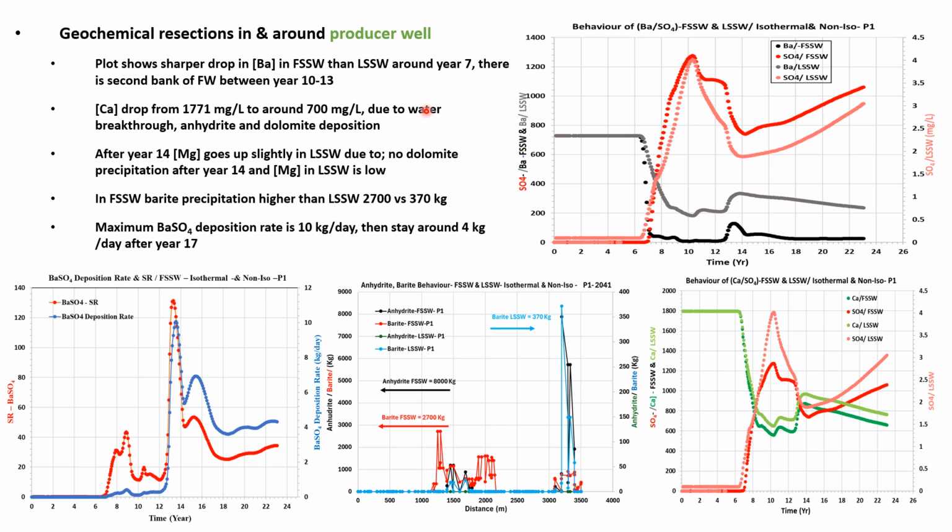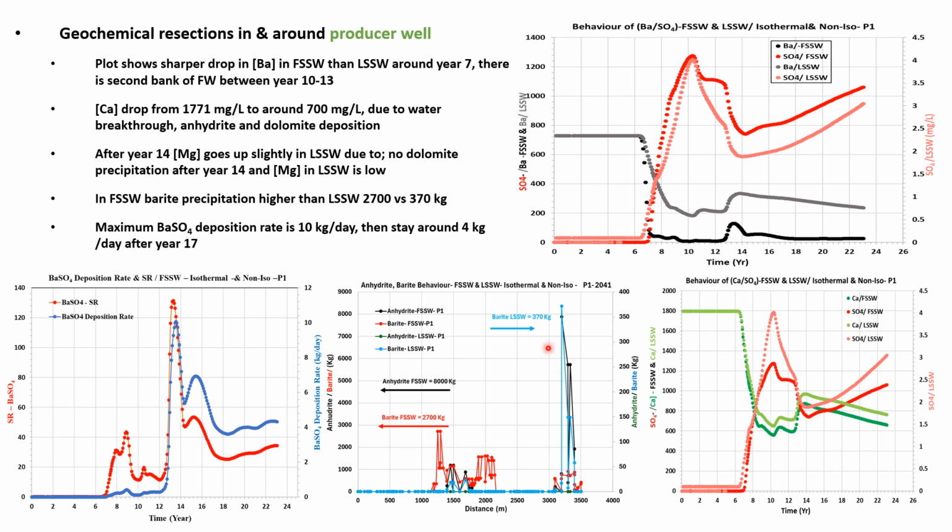In this plot we can see the geochemical reaction in and around the producer well. The plot shows barium and SO4 behavior. We can see a sharp drop in concentration of barium in low sulfate and full sulfate around year 7 because of the water breakthrough. Also the concentration of calcium drops from about 1700 at the same time, year 7, because of the water breakthrough and also because of anhydrite and dolomite precipitation.